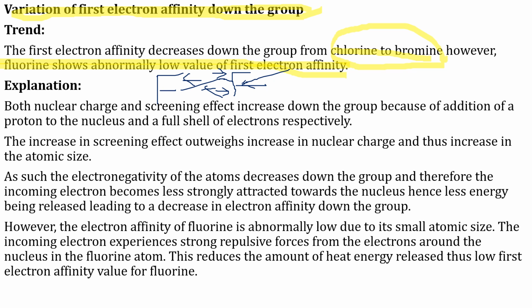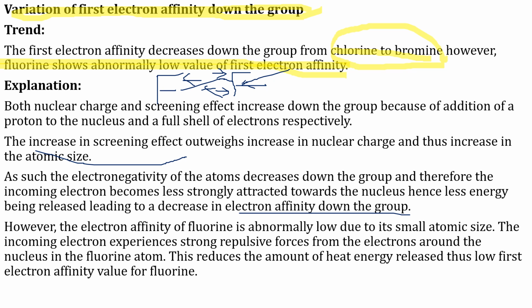And after talking about those two, we talk about which one outweighs the other, and we already saw that down the group, increase in screening effect will always outweigh increase in nuclear charge, causing an increase in atomic radius down the group. So, as such, the attraction of the atoms decreases down the group, and therefore the incoming electron becomes less strongly attracted towards the nucleus. The less strongly it's attracted towards the nucleus, the less the amount of energy being released, causing a decrease in electron affinity down the group.